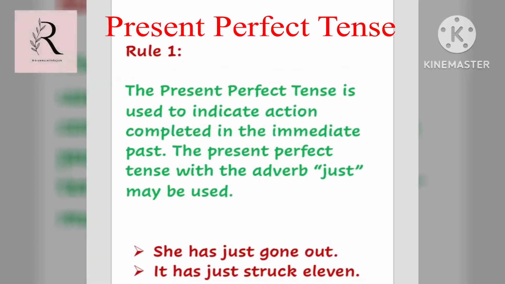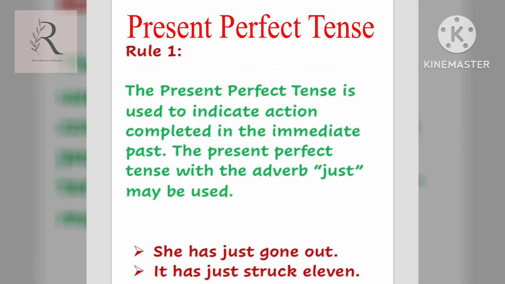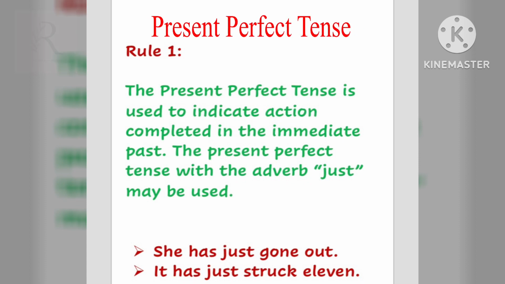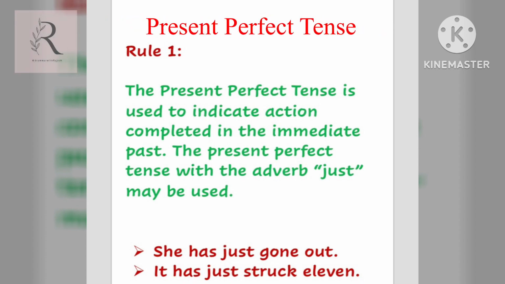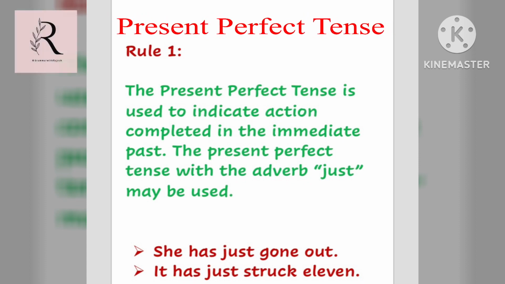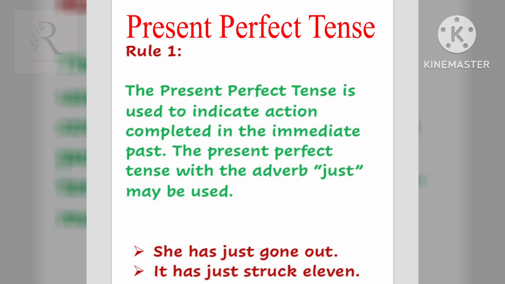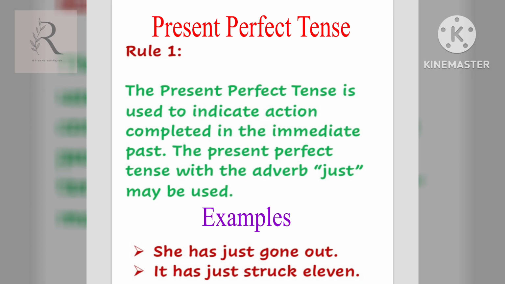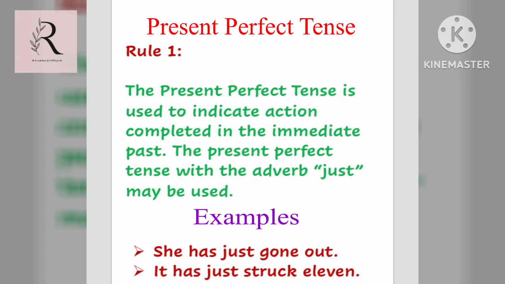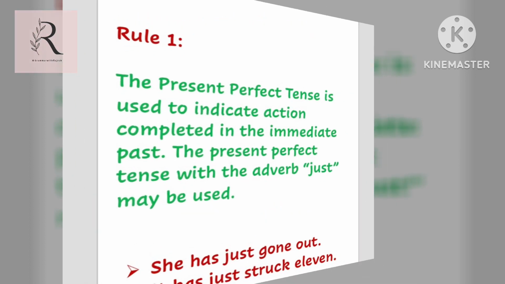Rule number 1 for present perfect tense. The present perfect tense is used to indicate action completed in the immediate past. The present perfect tense with the adverb just may be used. For example, she has just gone out. It has just struck 11.